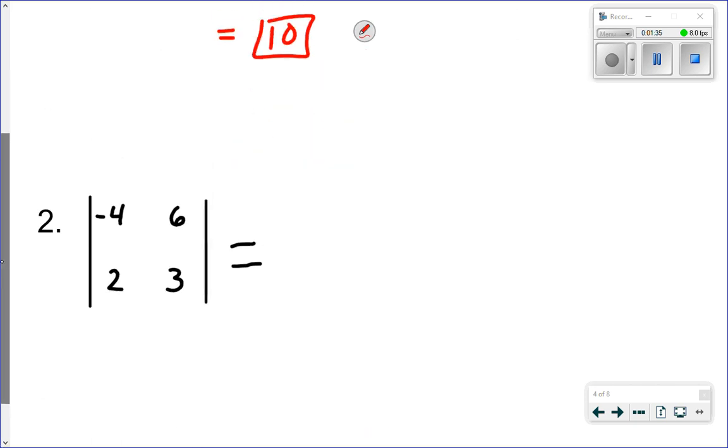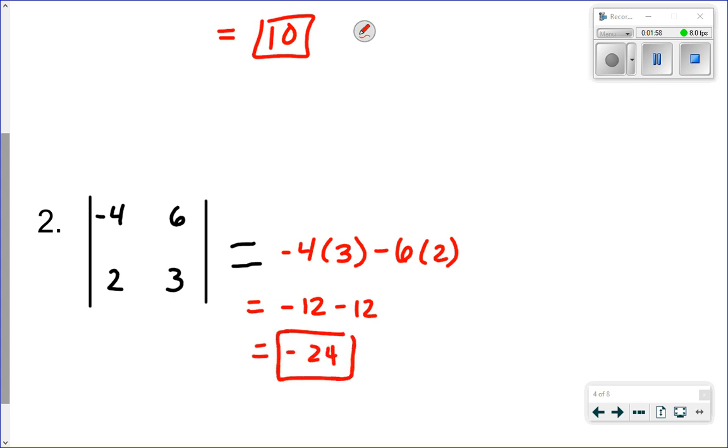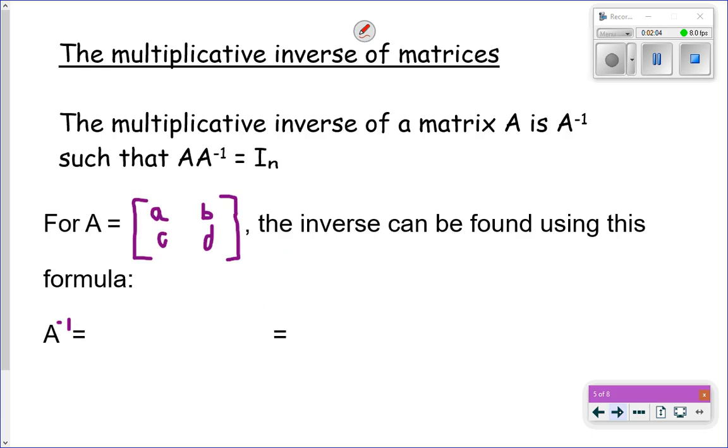Okay, the second matrix, -4, 6, 2, 3. So again, multiply on the diagonals. -4 times 3 minus 6 times 2. And then go ahead and simplify. -4 times 3 is -12. -6 times 2 is -12. And combine like terms would be -24. So that is finding the determinant of a matrix.